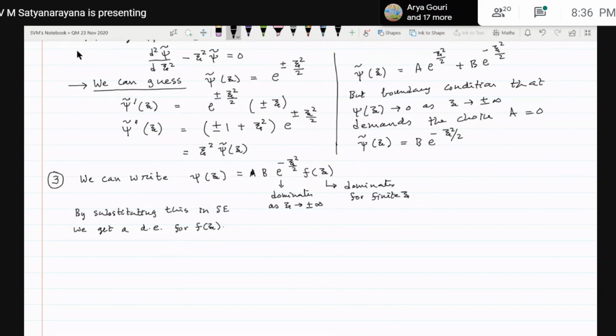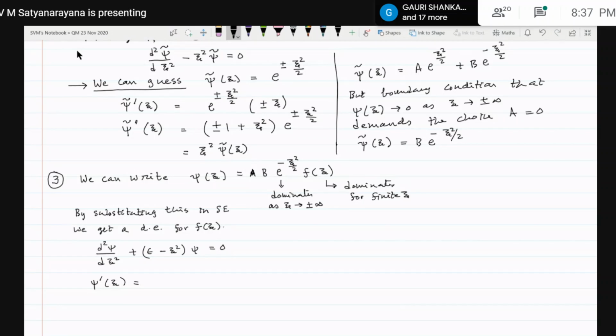Okay, so you get a differential equation, and you have to solve that differential equation to find what is f of xi. So remember, our equation is d square psi by d xi square plus epsilon minus xi square into psi is equal to 0. This is the equation. So to substitute this in this, I know this is psi. I must now write down what is psi prime of xi.